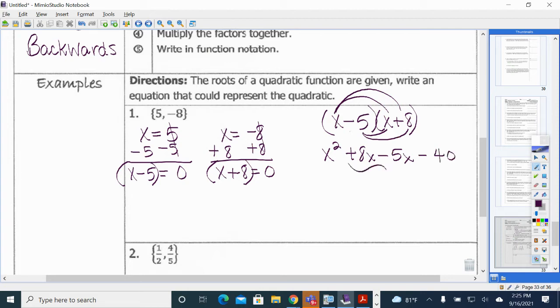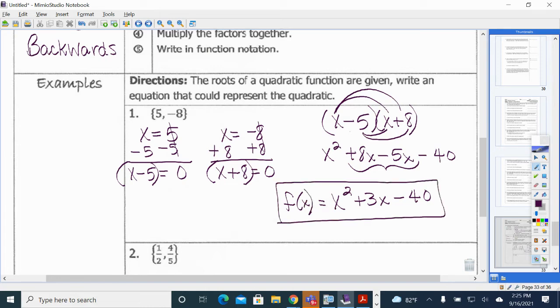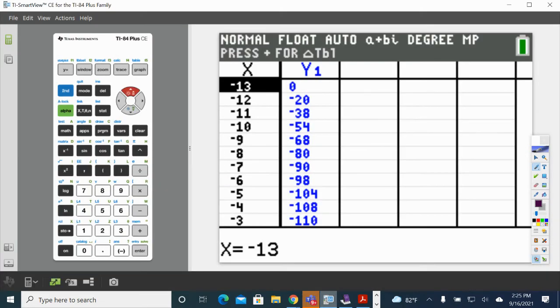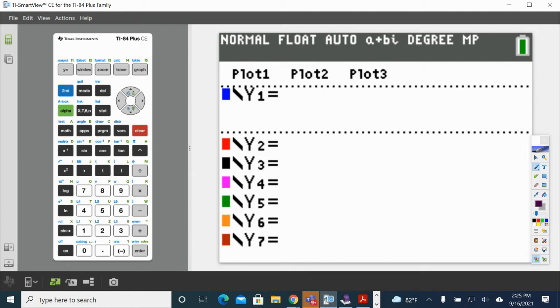Now, I've said it before, I'll say it again. These two middle terms are going to combine, and we get x squared, 8x minus 5x is a positive 3x, so plus 3x, and bring down the minus 40. At this point, all I need for you to do is stick an f of x in front, and there is the quadratic. I would like to show you what just happened. I'm going to go to y equals, and I'm going to put in that x squared plus 3x minus 40.